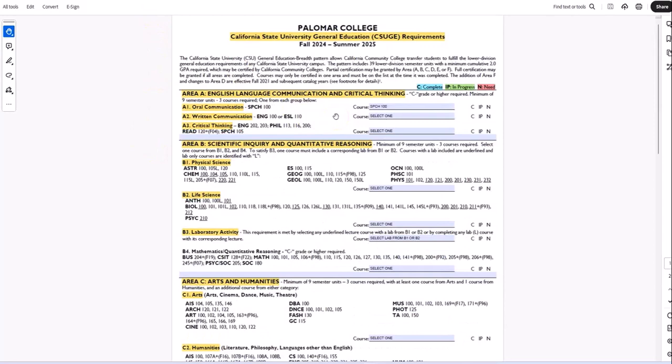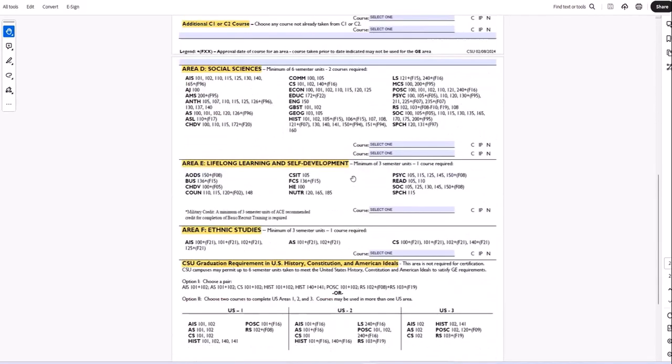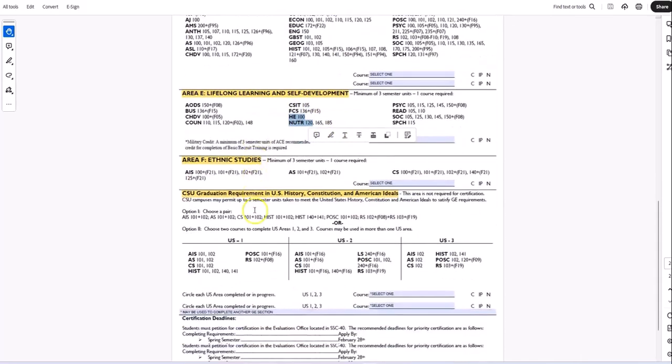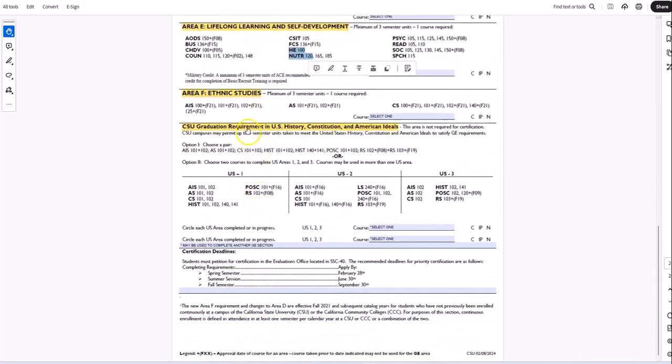So for the California State University General Education pattern, once again, you'll see a lot of the classes that you took for your AA will cross over. For instance, the written communication will cross over. The class you took for ethnic studies will cross over. The class you took for Area E, we talked about Health 100, but other classes as well, will take care of Area E. Under CSU graduation requirements, now remember, these are not required to graduate from Palomar College.